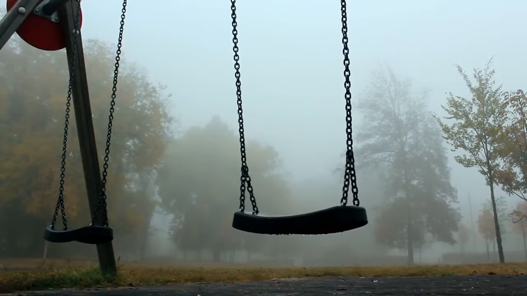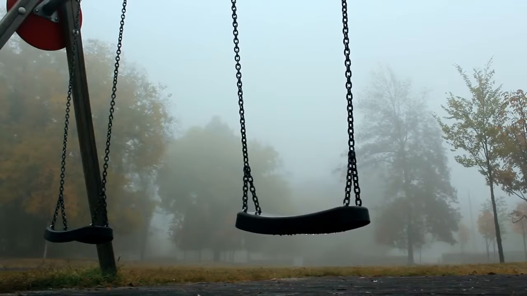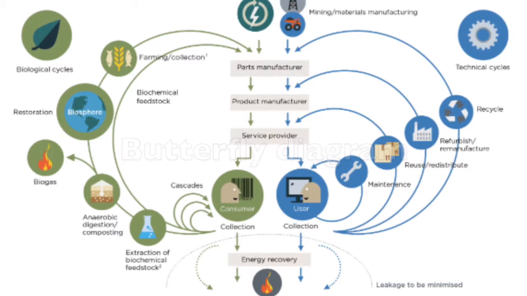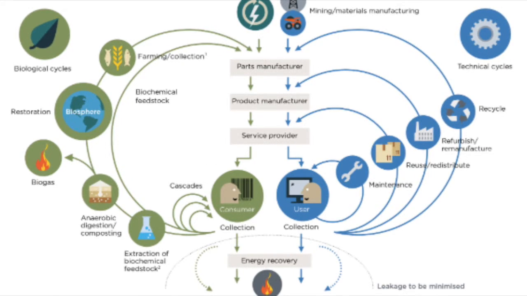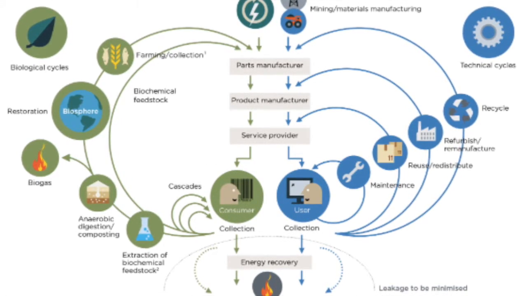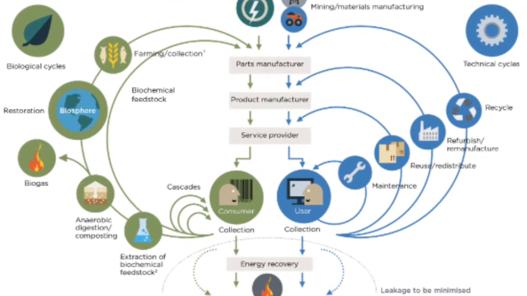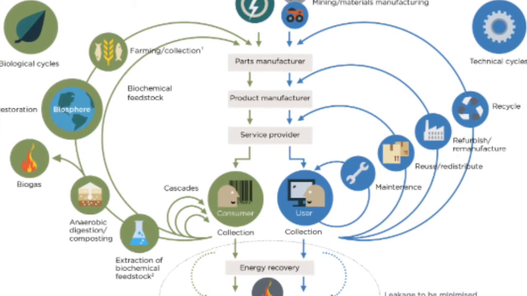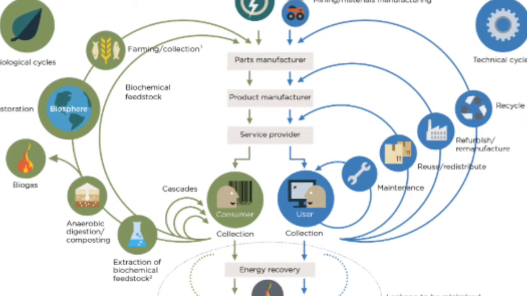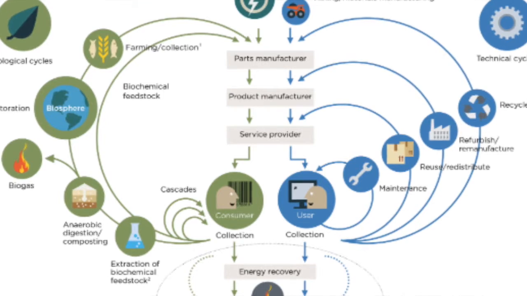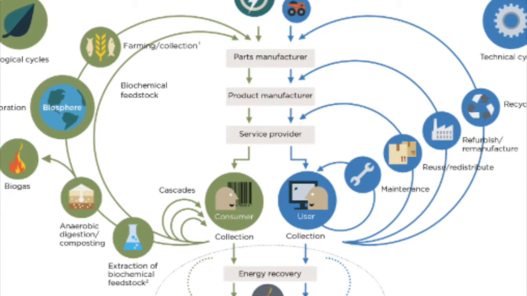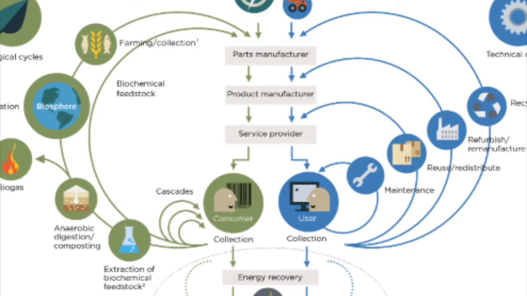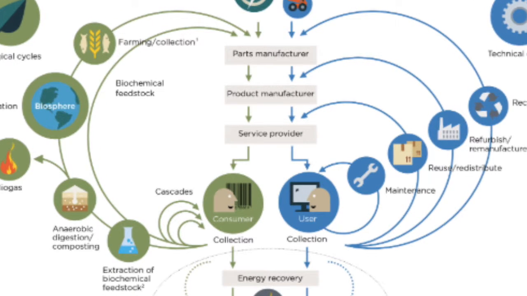To illustrate the potential change, the butterfly diagram developed by the Ellen MacArthur Foundation can be very helpful. It is designed to demonstrate the principle of circular economy rather than linear economics and represents the circles of transformation of technical materials as a mirror image of the circles through which biological materials move.